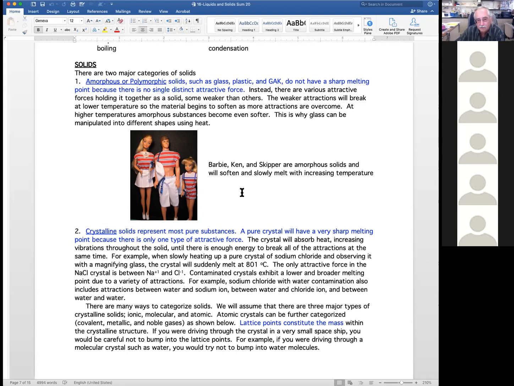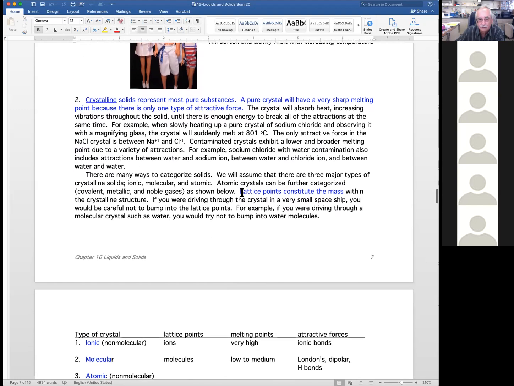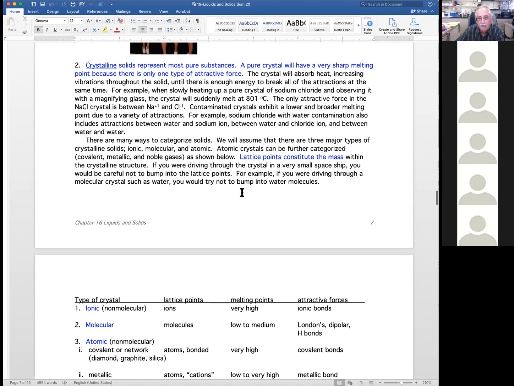But most solids are what we call crystalline solids. And so a pure crystal will have a very sharp melting point because there's only one type of attractive force. So here's an example. If I have a pure crystal of sodium chloride and I look at it under the microscope and I heat it up very, very slowly, I see nothing happen.